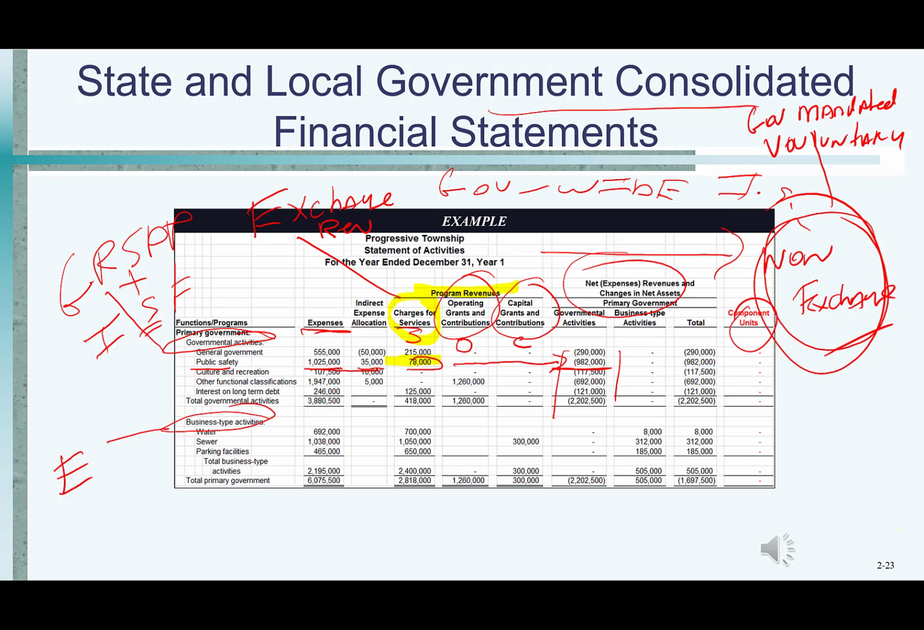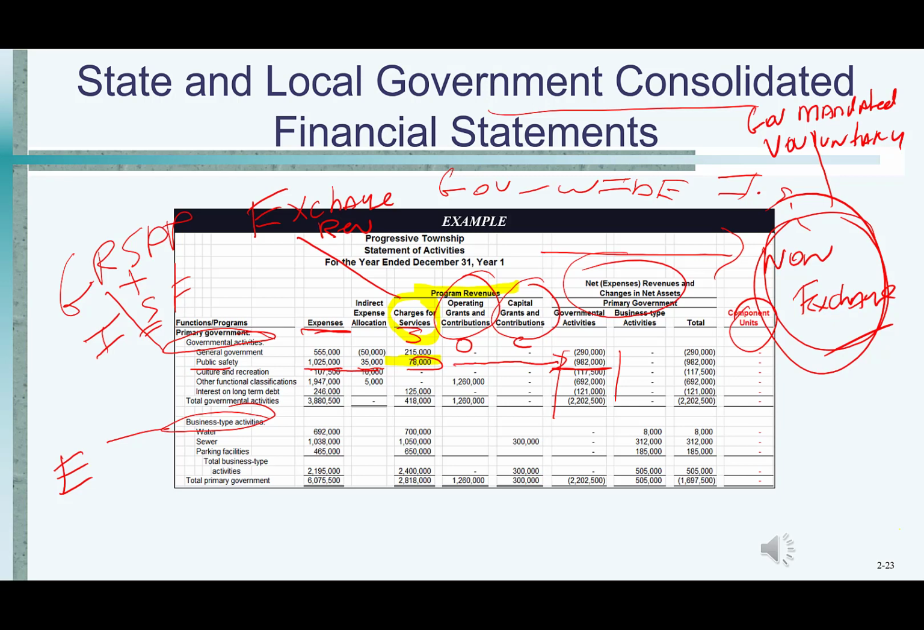Okay. Now, unlike our charge for service, which is an exchange revenue, operating grants and capital grants are considered what? Considered non-exchange. They're considered non-exchange in that what? The higher level of government, say the federal government in our example, just gives them money and says, go spend it. They don't sit there and say, hey, we want to have police officers come and protect Washington, D.C. or something. There's no exchange there. They just give them the money, right?